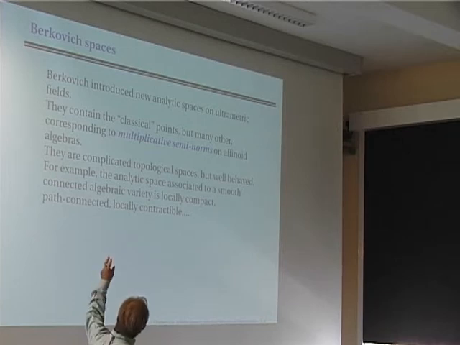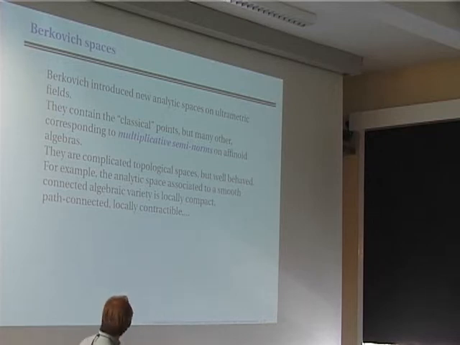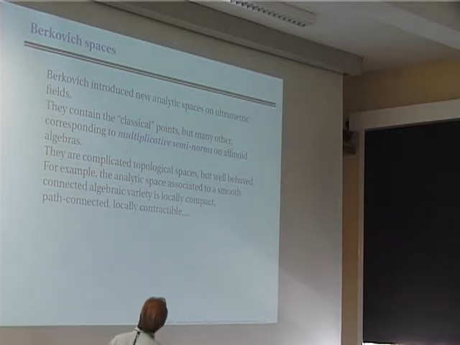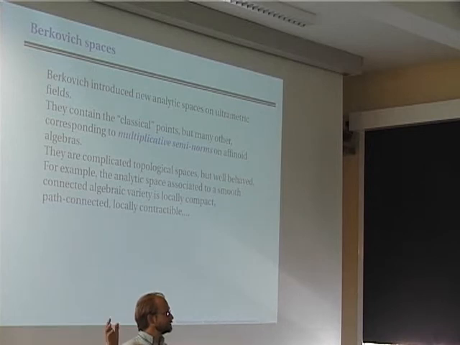So the spaces that Berkovich introduced contain all these p-adic points, but they contain many more points. In some sense, Berkovich added many generic points to this, let's say, naive variety. These points correspond to multiplicative semi-norms on algebras. So in algebraic geometry, points correspond to morphisms from algebras, from finite type K-algebras, where K is a field, to fields.